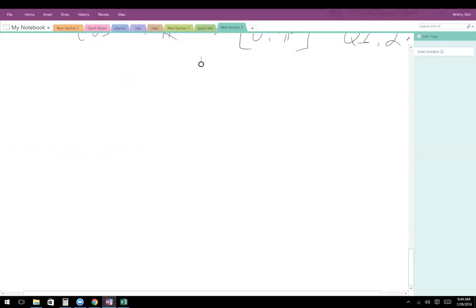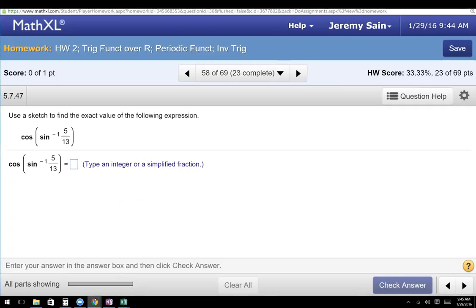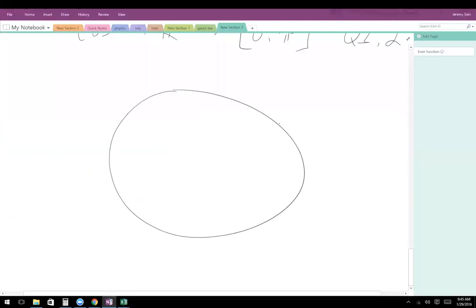So I'm going to draw a circle. It was supposed to be 5 over 13, right? Yeah, 5 over 13. So here, the y coordinate is 5 over 13. This is the unit circle, so the radius is 1. Y is that length right there, so that's 5 over 13. I'm looking for the x coordinate, which is that length right there.